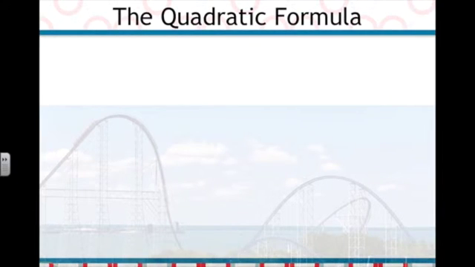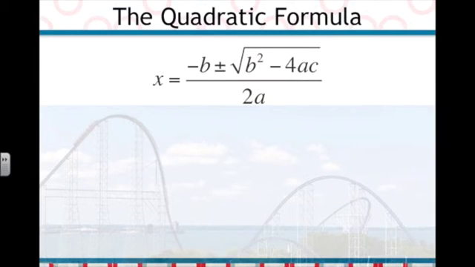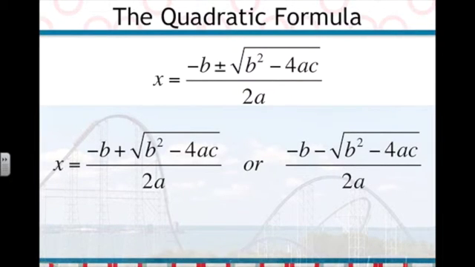What is the quadratic formula? The quadratic formula is x equals negative b plus or minus the square root of b squared minus 4ac all over 2a. Notice the plus or minus before the square root. That's the thing that gives us the two roots of the quadratic equation. Really what we have to do is evaluate the formula when adding the square root, then evaluate it again when subtracting the square root. Those two results are the two roots of the equation.